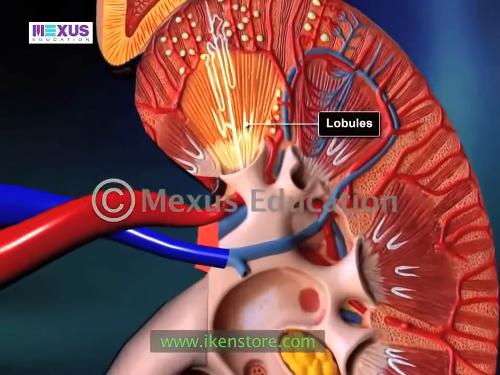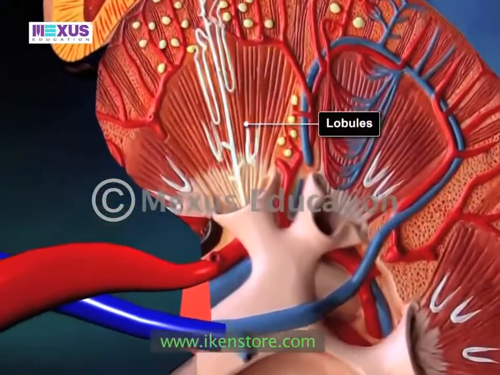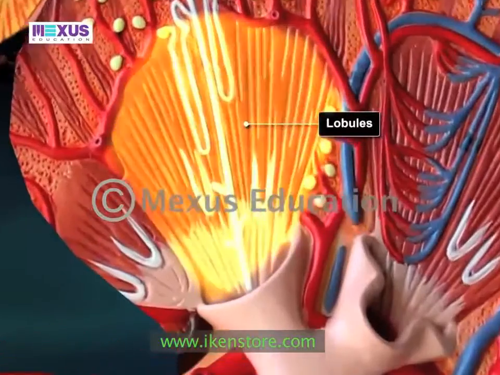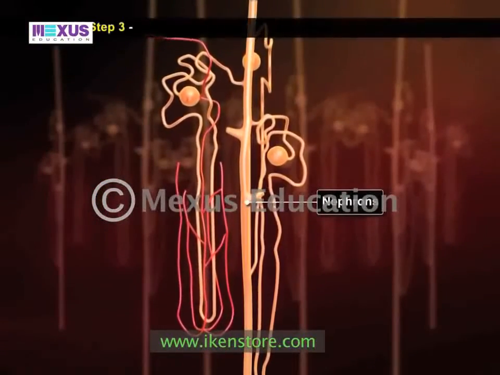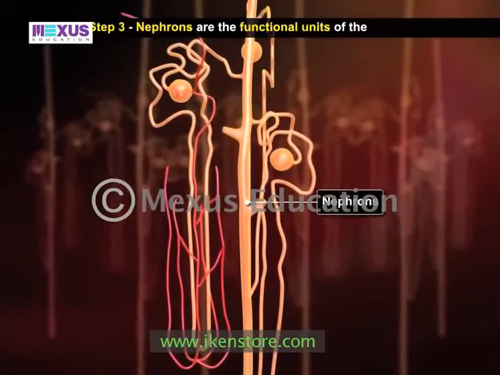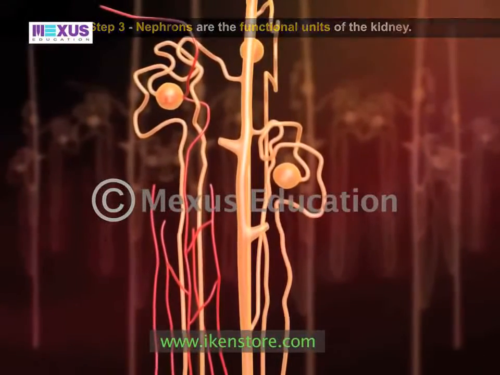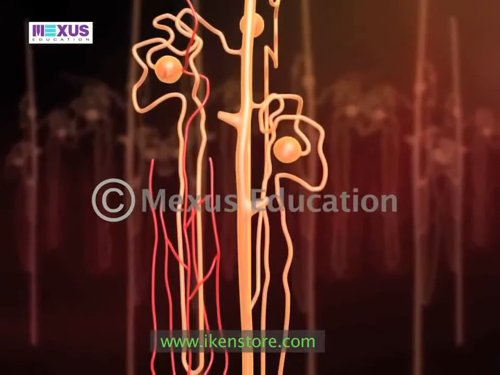The kidney is composed of up to 18 lobules. Each lobule is composed of nephrons. Nephrons are the functional units of the kidney. Each kidney contains more than 1 million nephrons.